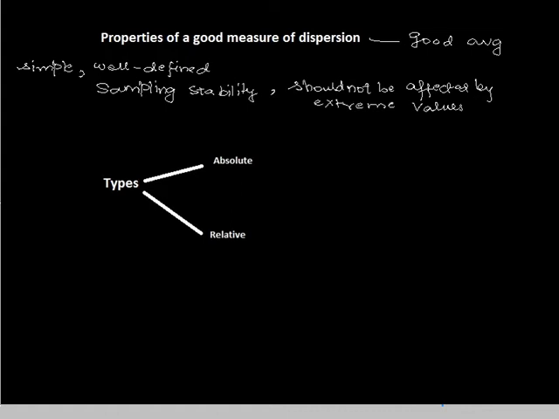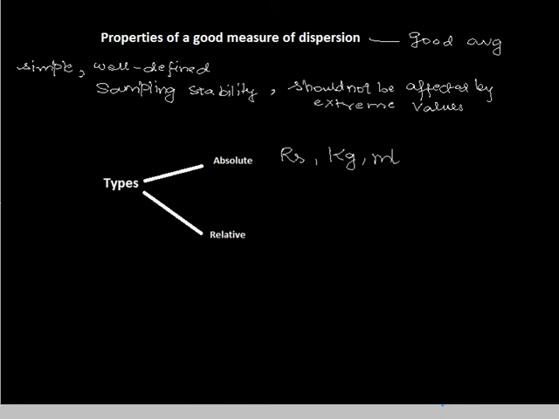Now, what are the types of dispersion? The measures of dispersion are said to be of two types. You can express it either in absolute form or relative form. Now, what do we mean by absolute measure? By absolute measure, we mean that when it is expressed in the original data units, like, for example, rupees, kilograms, milliliter, when you have it in certain unit form, then it is known as a measure in absolute terms.